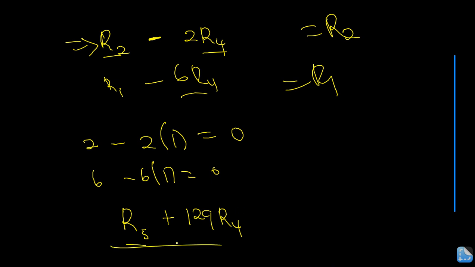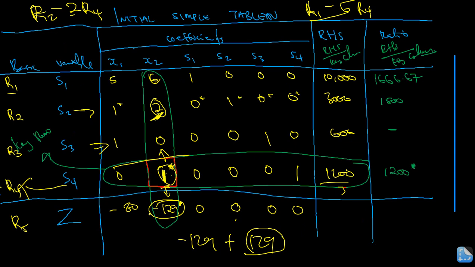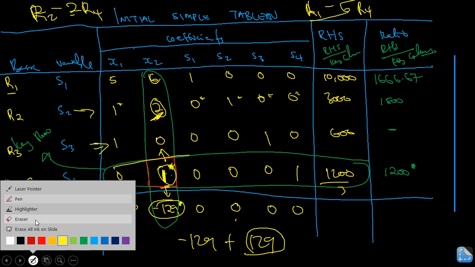So what is R5? We have negative 129 plus 129, open bracket, 1, you close it, you have a 0 here. So even here we are going to put a 0 like that. We're making progress. Now we are done with the key column.